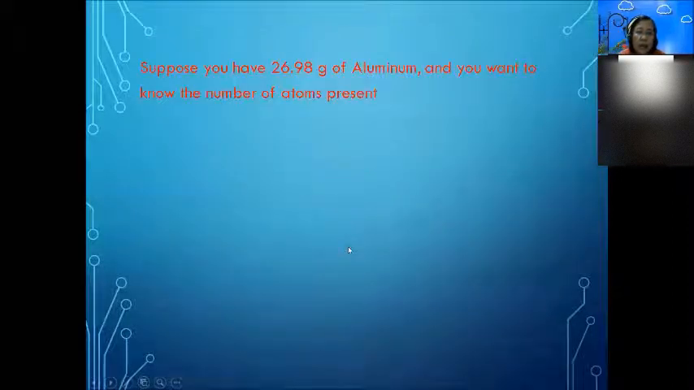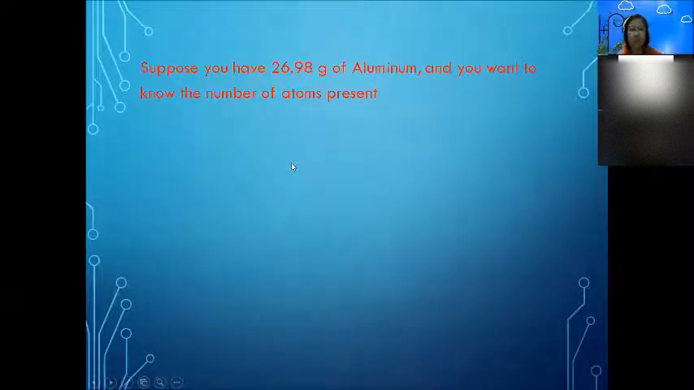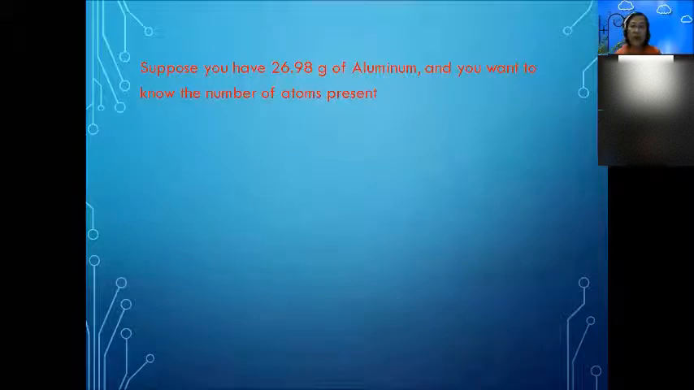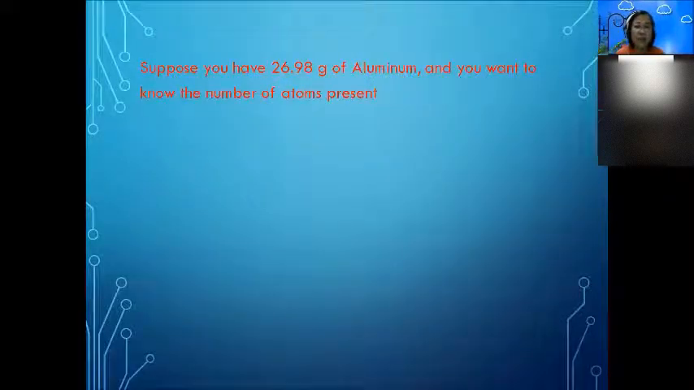Now, suppose you have 26.98 grams of aluminum. Hindi na yan yung atomic mass unit, kundi yan na yung nag-measure tayo, kasi pwede na natin yung timbangin. 26.98 grams of aluminum. Okay? And then you want to know how many atoms are present in 26.98 grams.